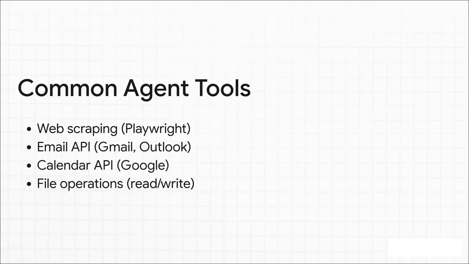For instance, your agent could use a tool like Playwright to browse a website, or it could tap into the Gmail API to check your inbox, or even just read and write files on your computer. You should think of these tools as the agent's hands and eyes. They're what allow it to see and change things in the digital world.